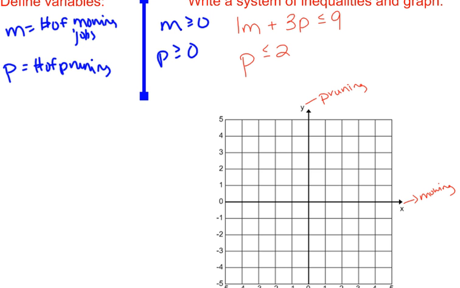Again, I'm going to have these 2 lines that are greater than or equal to 0. So those are still going to be there, and I'm going to remember that my shading has to be in quadrant 1, even though I didn't shade it.